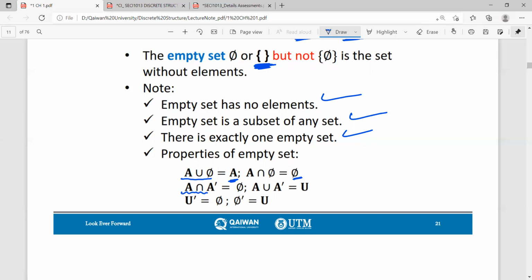And here we say A intersection A complement. This dash, this prime means complement. We will talk about complement later on. We say A intersection A complement is an empty set. Also, A union A complement is U. U denotes the universal set, which is all sets. We say U complement is an empty set, and also empty set complement is the universal set. We will talk about complement and universal set later.